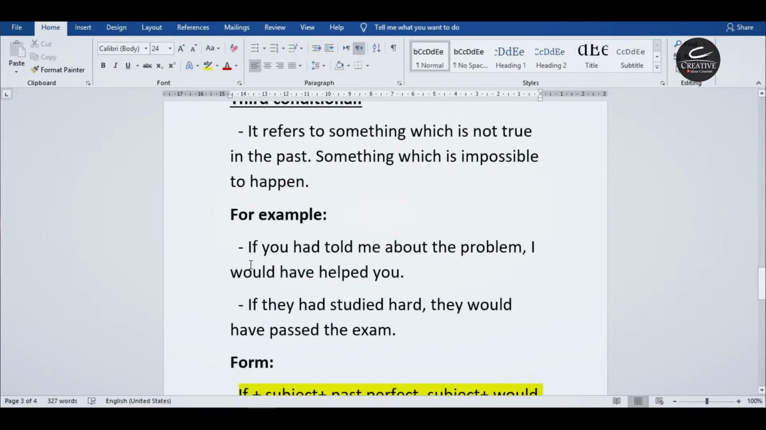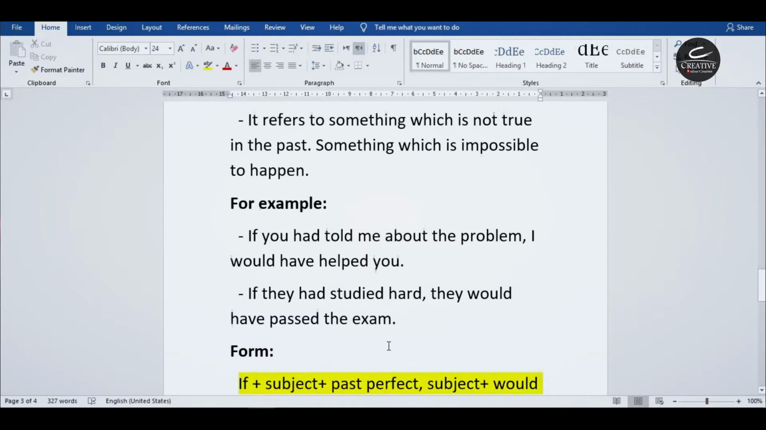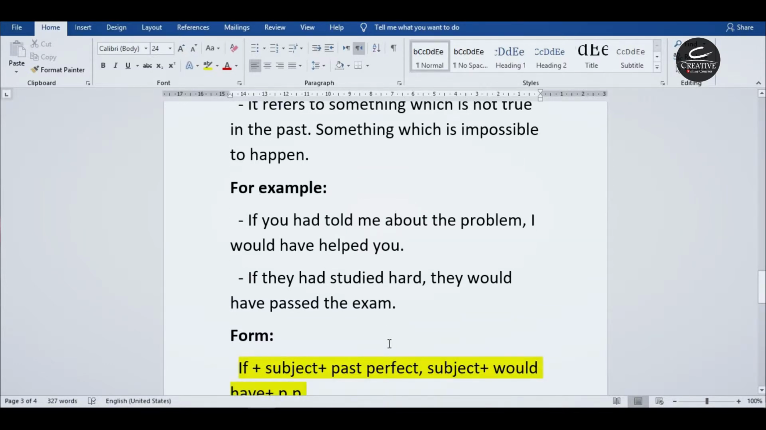For example, if you had told me about the problem, I would have helped you. If they had studied hard, they would have passed the exam. All the situation has ended, all of it ended in the past. They didn't pass the exam, so the situation happened and ended in the past, and he wishes.